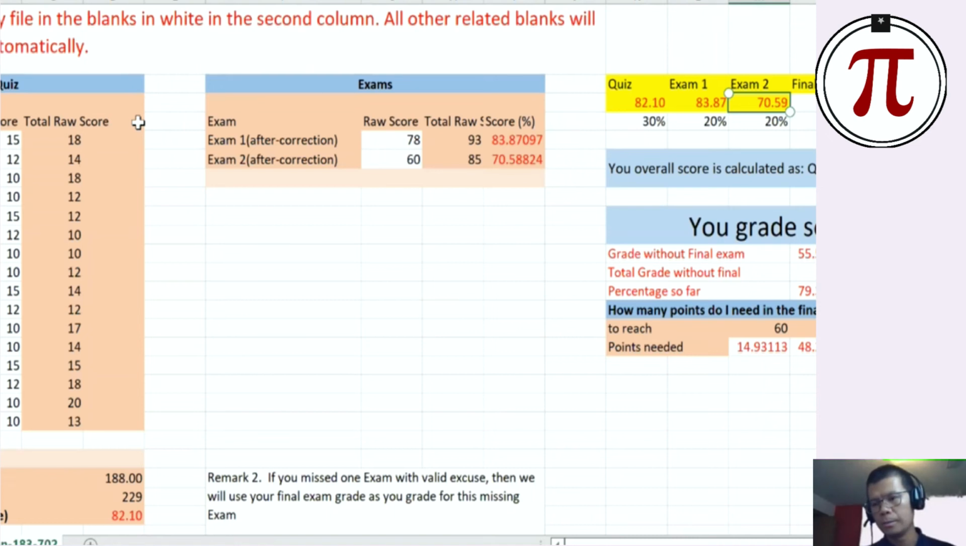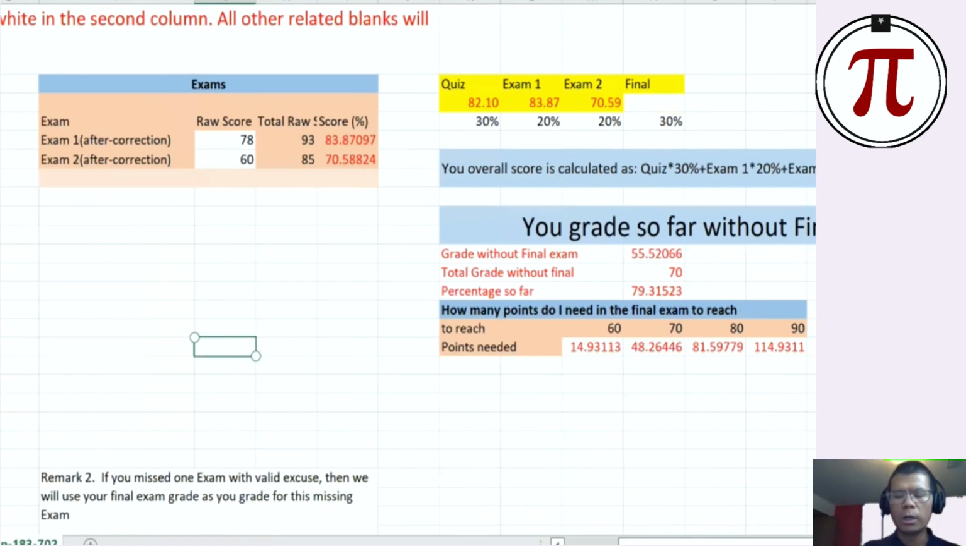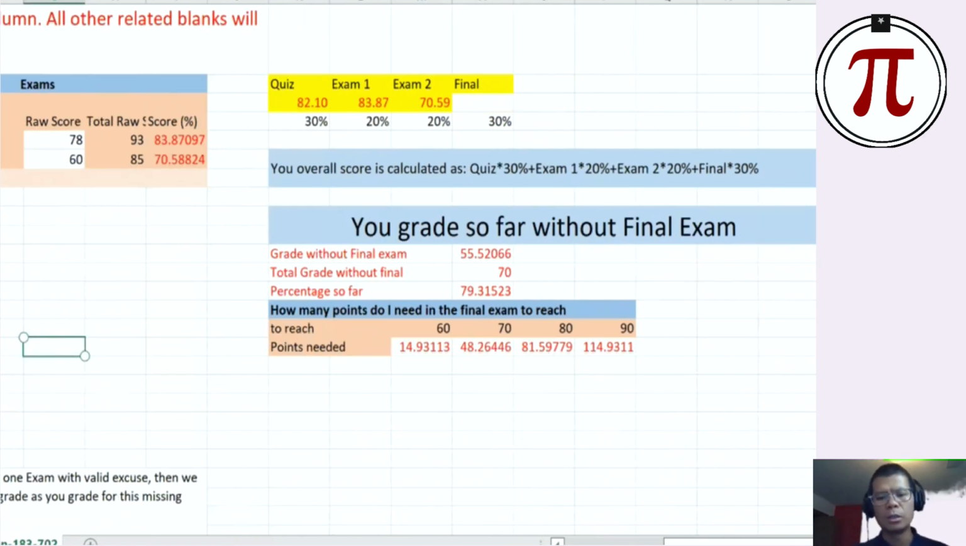Below that, quiz is 30%, exam 1 is 20%, exam 2 is 20%. Final exam is to be determined, we don't know yet, 30%. But here is your grade so far. These are automatically calculated. All right, so your overall score is calculated like this.